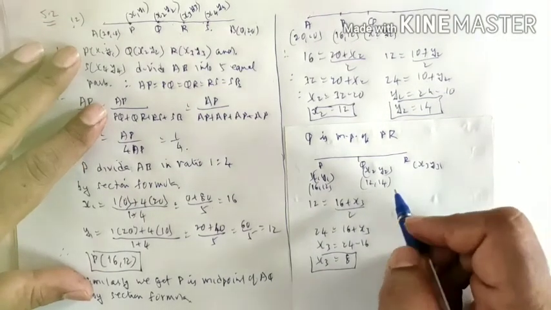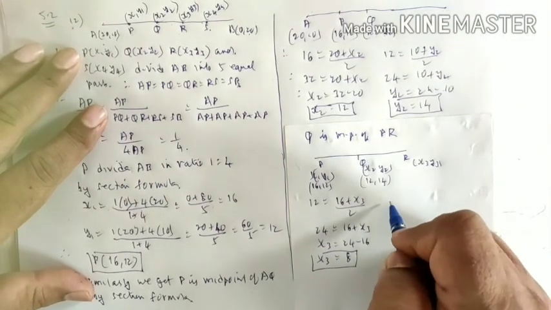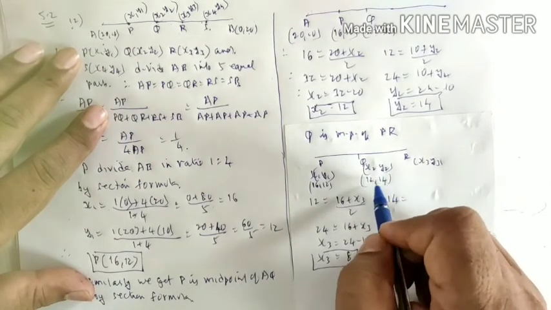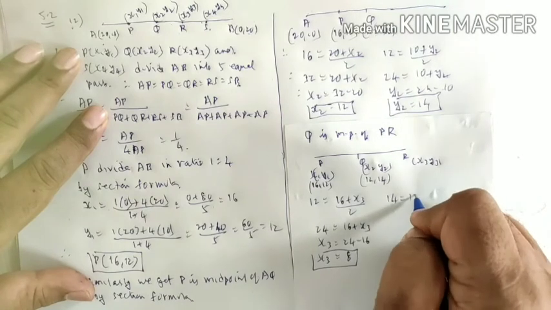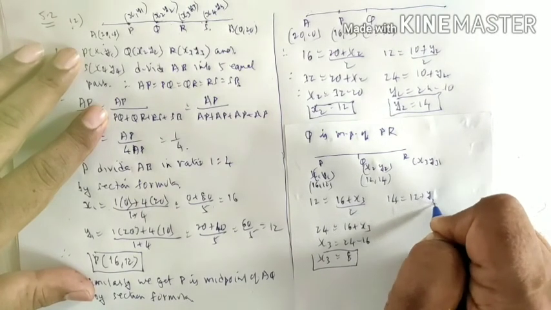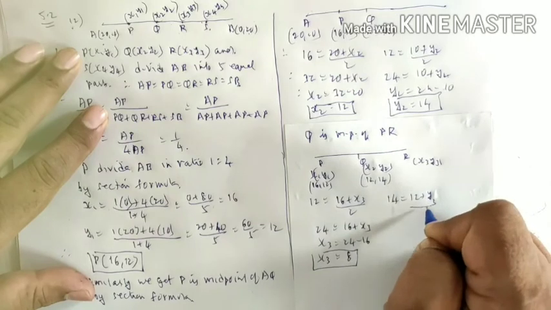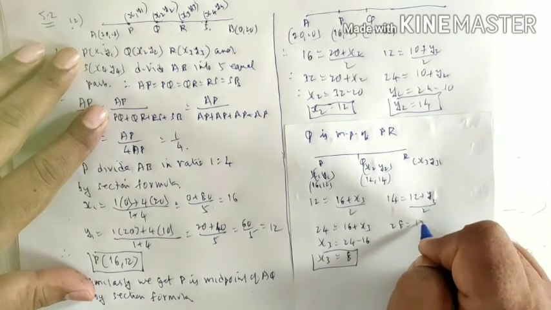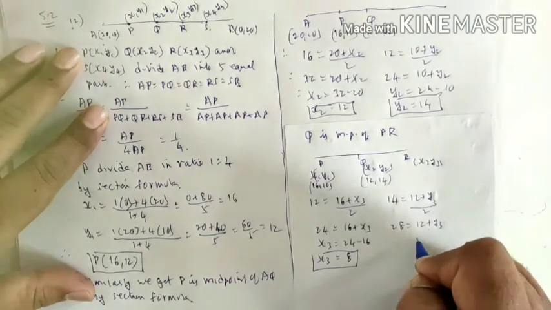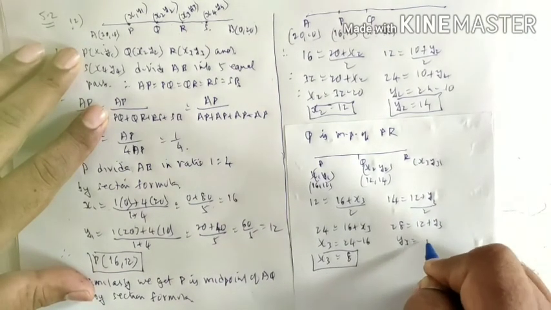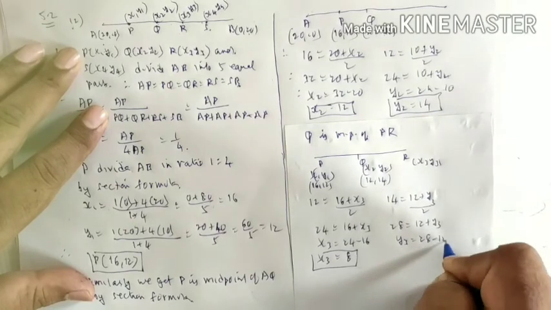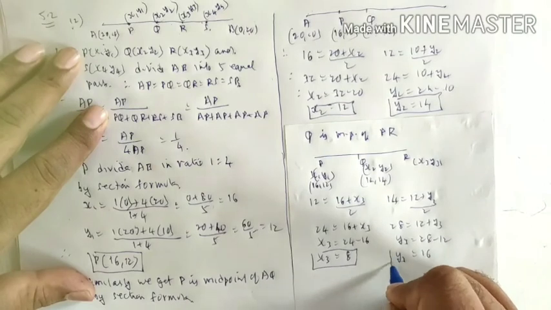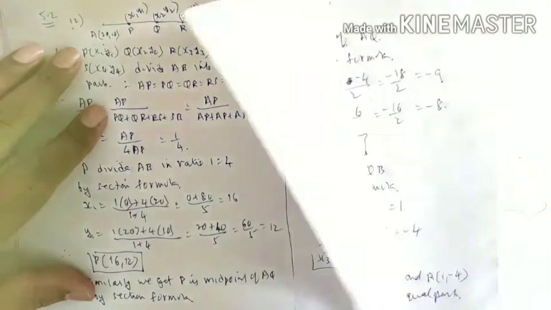Here y coordinate if you take, we get 14 is equal to 12 plus y3 upon 2, or 28 is equal to 12 plus y3, or we get y3 is equal to 28 minus 12. 28 minus 12 is how much? We get y3 is equal to 16.